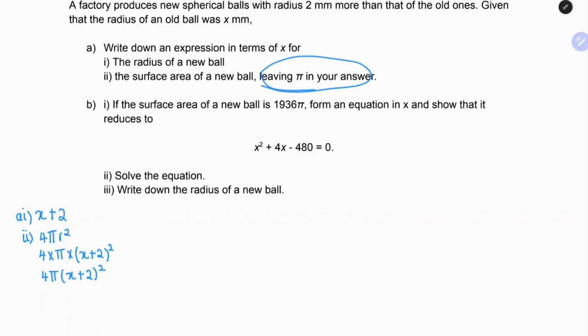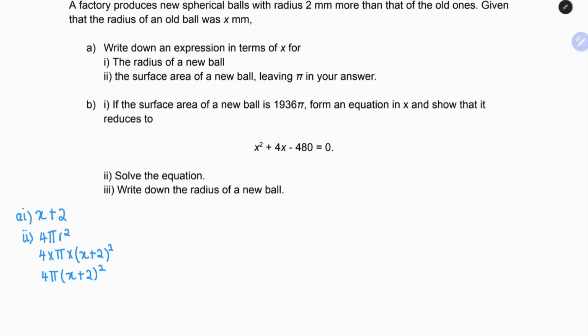Remember that it requires you to leave pi in your answer. So don't try to do anything fancy like substitute pi for 3.14. No, just leave pi like that in your answer. And that's it. So let's move on to B now.